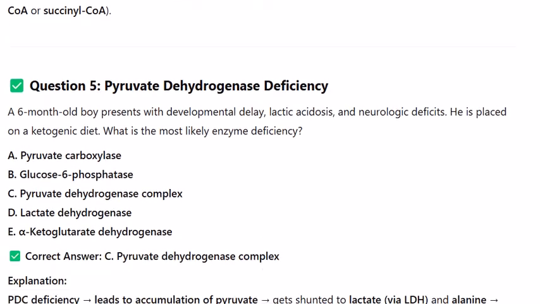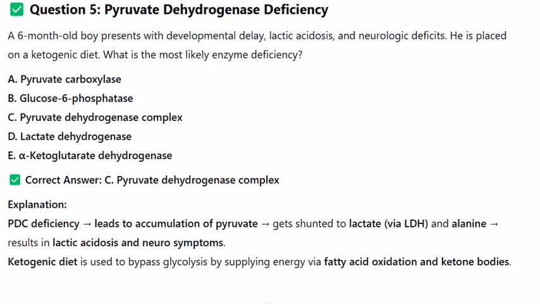Question 5. Pyruvate dehydrogenase deficiency. A 6-month-old boy presents with developmental delay, lactic acidosis, and neurologic deficits. He is placed on a ketogenic diet. What is the most likely enzyme deficiency? A. Pyruvate carboxylase. B. Glucose 6-phosphatase. C. Pyruvate dehydrogenase complex. D. Lactate dehydrogenase. E. Alpha-ketoglutarate dehydrogenase. Correct answer C. Pyruvate dehydrogenase complex.